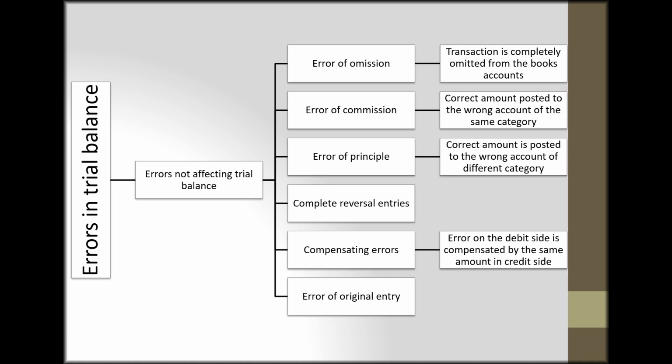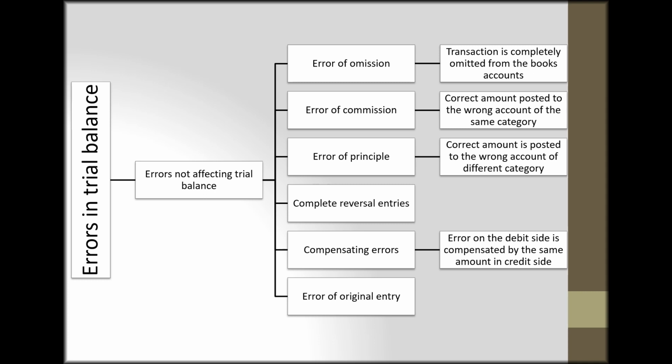Next is error of principle. Error of principle is where the correct amount is posted to the wrong account of a different category, but it won't affect the debit and credit. For example, asset and expense. The principles to debit and credit for asset and expense will be the same.